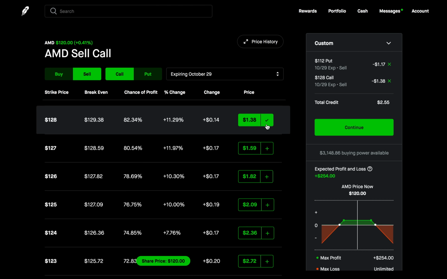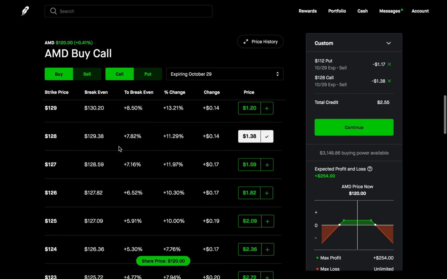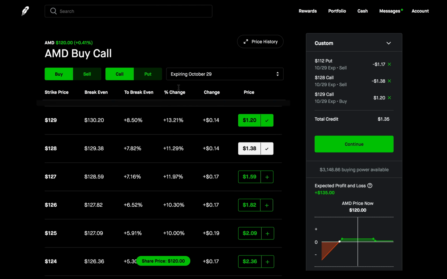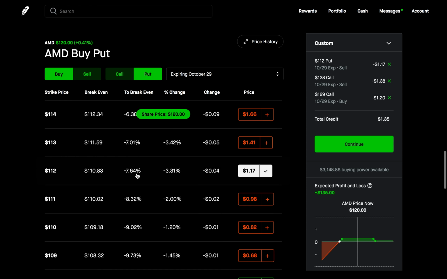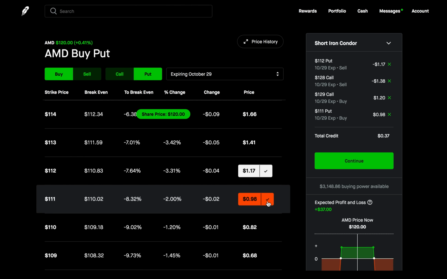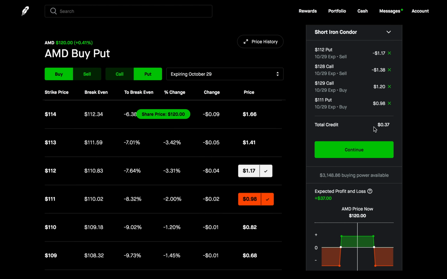And then what I'm going to do is buy a call higher than the strike of the call I'm selling. So I'll just do the 129 right away, and then I'm going to go ahead and buy a put under the strike of the put that I'm selling. So I'll just go right under it to the 111, and it's going to look something like this. So again, this is an iron condor here. We should be getting a credit for this, $37. You will have to put up collateral here, but ultimately this can be a potential great play, because again, the expected move here is $8 up or $8 down, somewhere between that range.